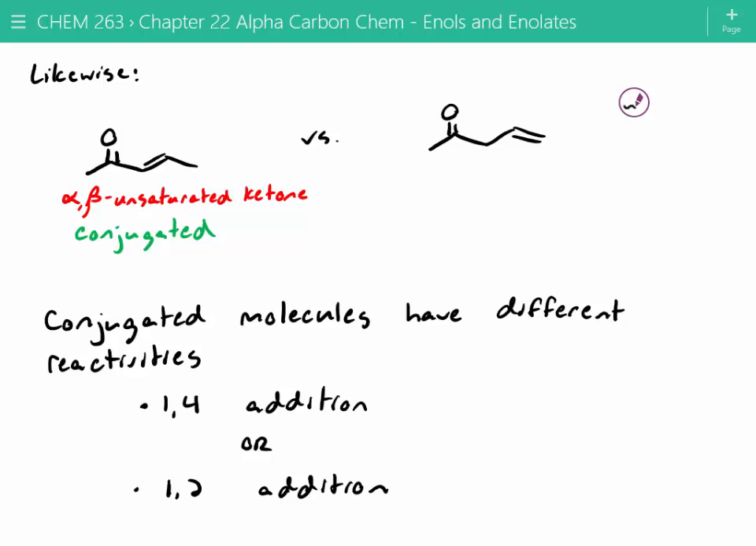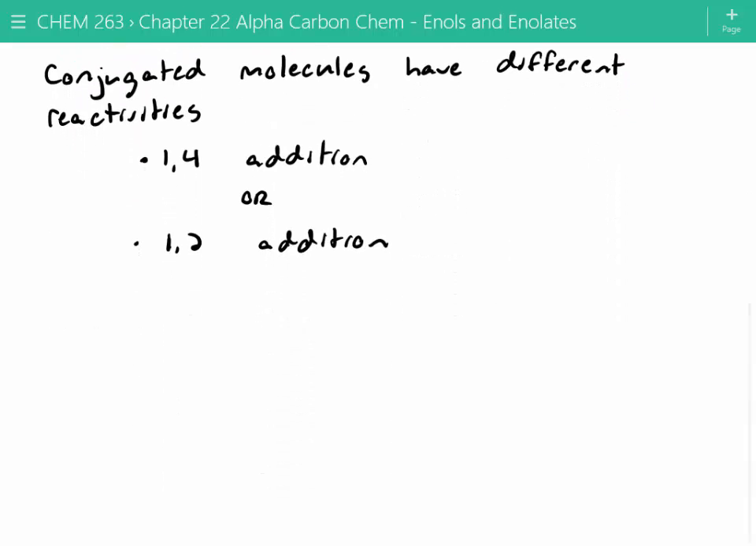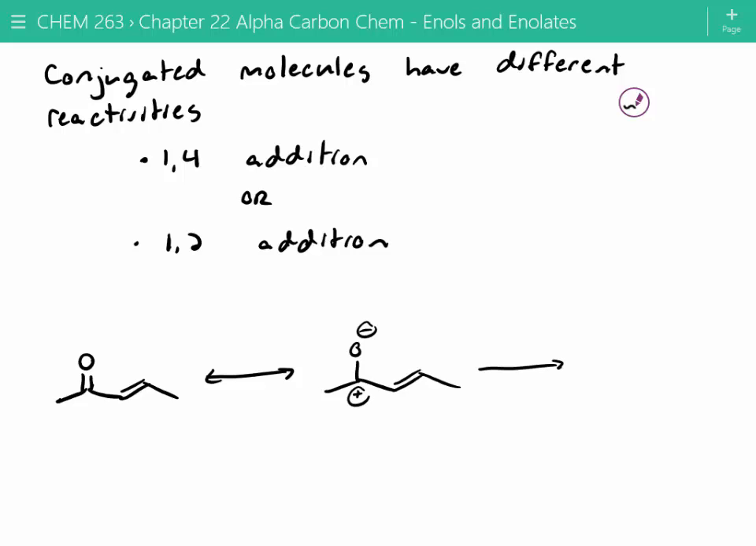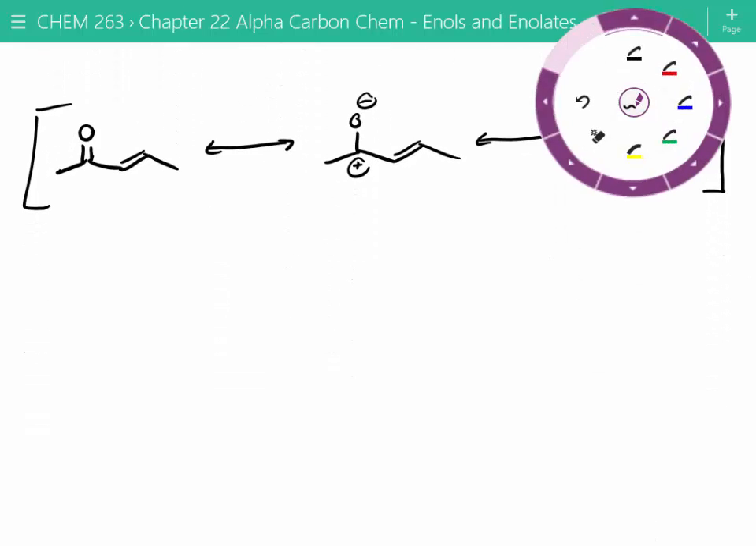But let's take a look at the overall ketone structure here. We can draw resonance structures where the oxygen has a negative charge and the carbon has a positive charge. Or we can continue with the resonance structures and draw the positive charge out here. So if we think about our electrophilic sites, we've got two different electrophilic sites.